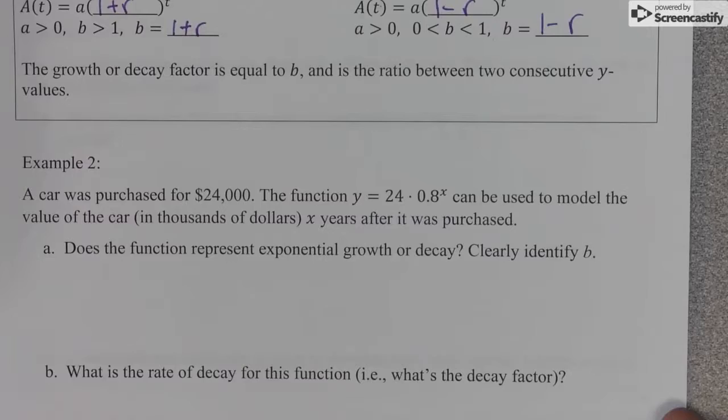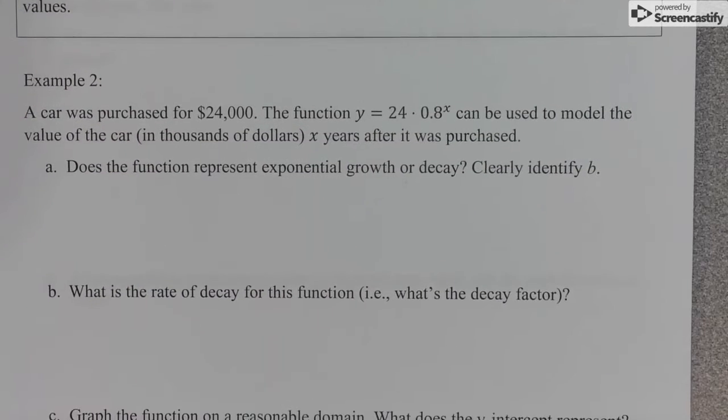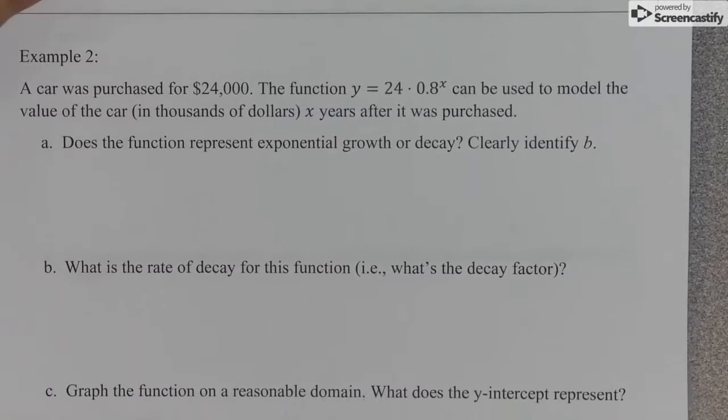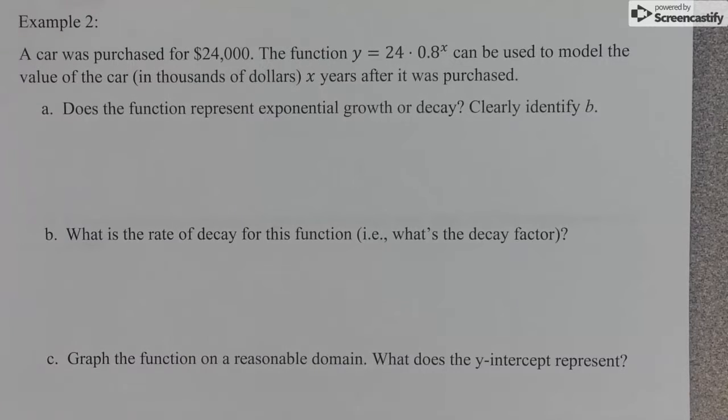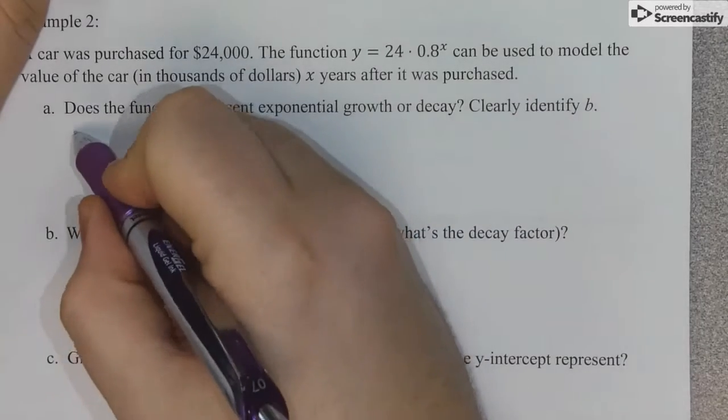So let's look at an example. It says a car was purchased for $24,000. The function y equals 24 times 0.8 to the power of x can be used to model the value of the car in thousands of dollars, x years after it was purchased. A, does the function represent exponential growth or exponential decay? So you would want to identify your b value first. So in this case, let's identify b.